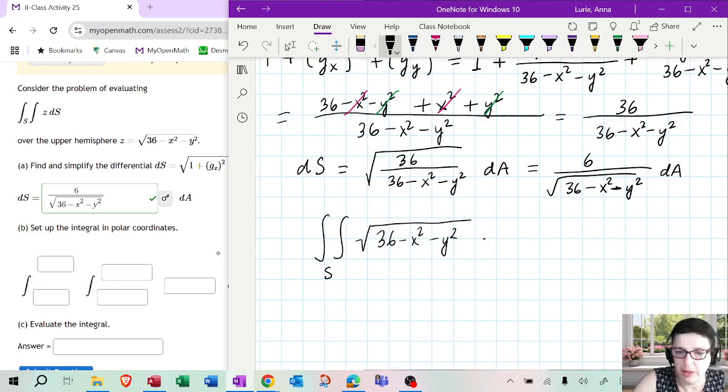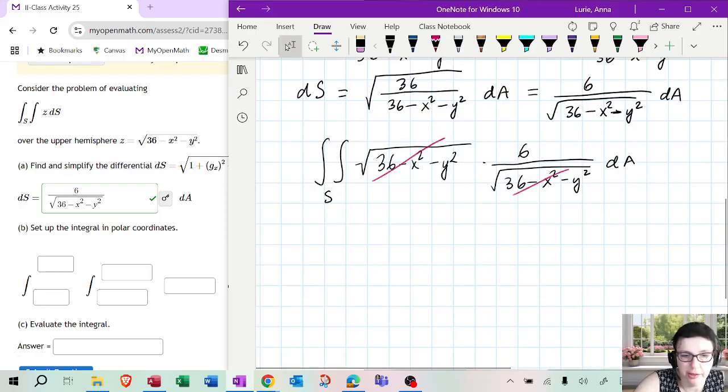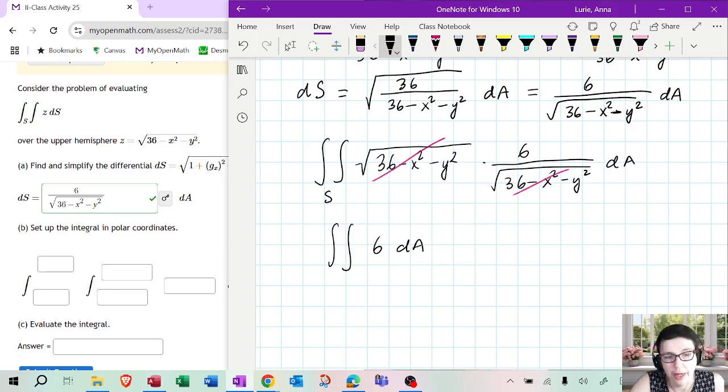Okay, and then it'll be ds, but we just got ds, so that's 6 divided by the same exact square root. And notice how the square root here is going to cancel out, which is really, really nice. So there it is. So we are basically integrating 6. So this is a double integral of 6 dA. Now, over what? Well, that would be a good question.